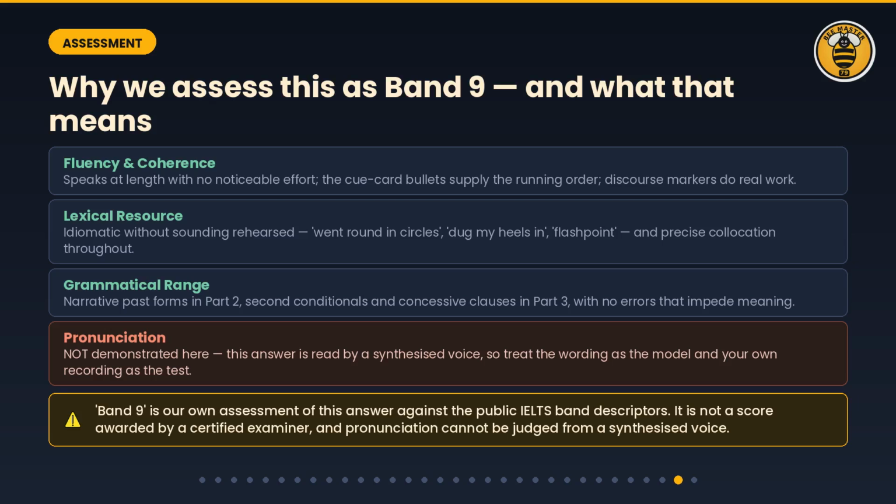And the honest caveat. Band 9 here is our own assessment of this answer against the public IELTS band descriptors. It is not a score awarded by a certified examiner. And note the 4th criterion: pronunciation is not demonstrated in this video because the answer you just heard is read by a synthesized voice. Treat the wording as the model and your own recording as the test.